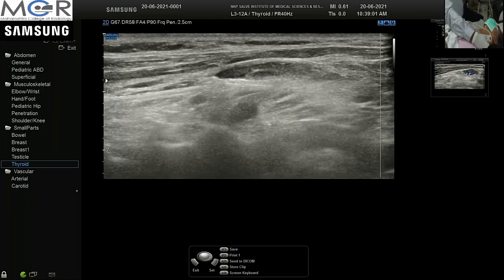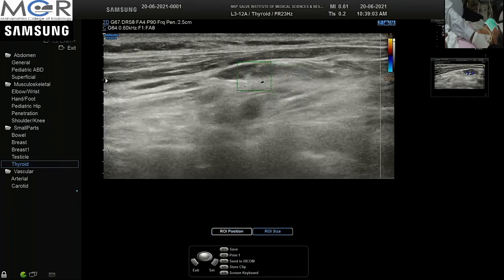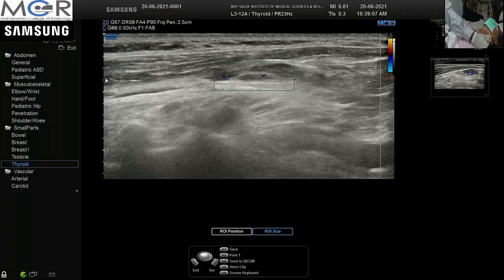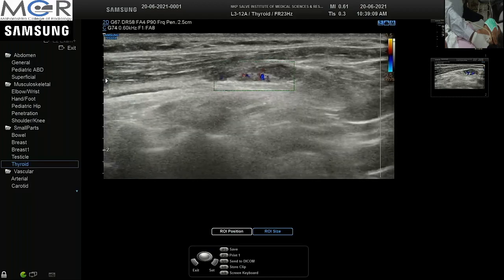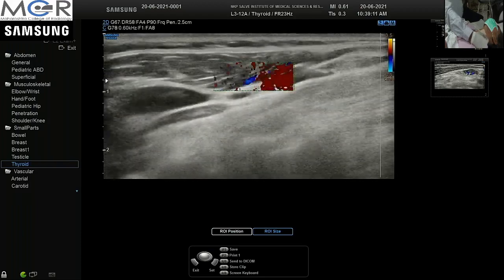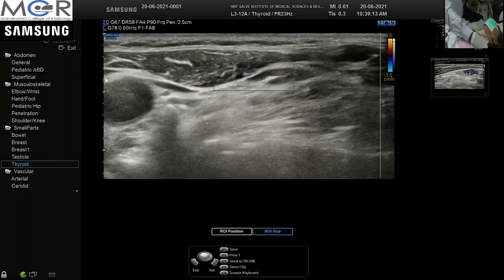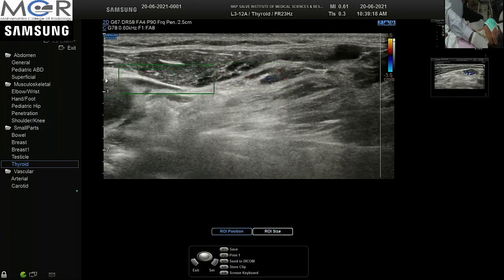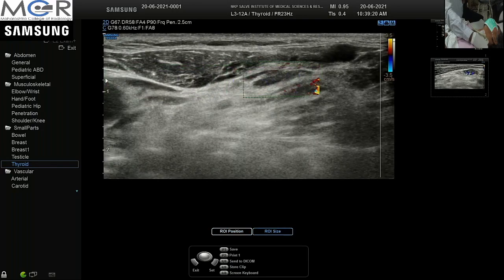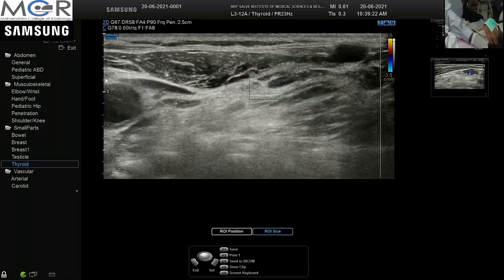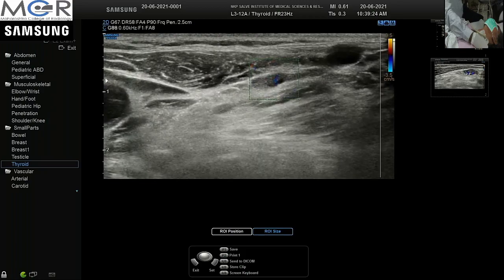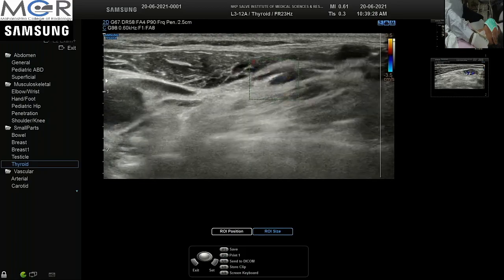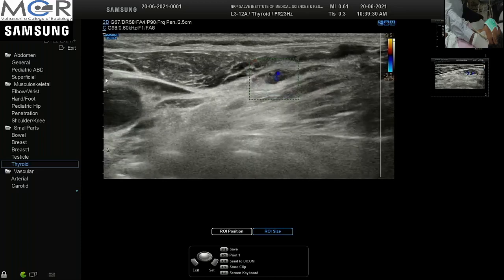This is a normal appearing lymph node. It shows a good echogenic hilum, and you can see that there is a hilar artery, and it shows a good distribution, uniform branching of the hilar artery.